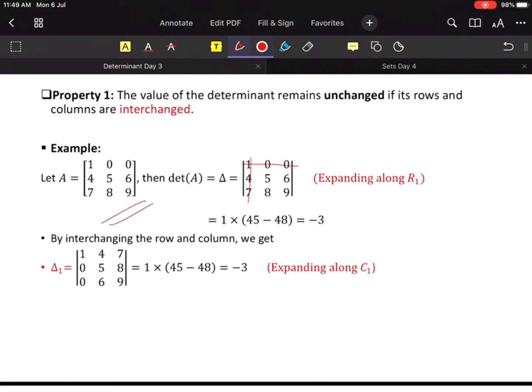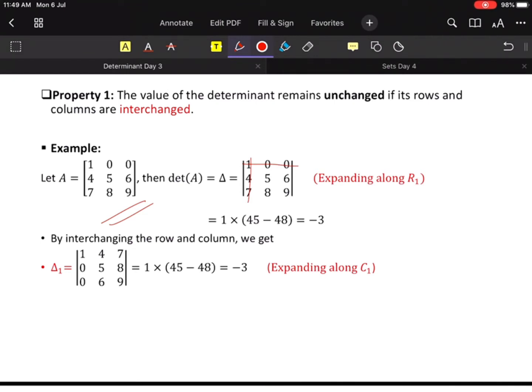Now let us see what happens if I interchange the rows and columns. By the property, the determinant value will remain the same, right? Now you see this is 1 4 7, column 1. Now it becomes the row. 0 5 8, column 2, becomes a row. 0 6 9, column 3, becomes a row, right? Now let us find the determinant of this one.